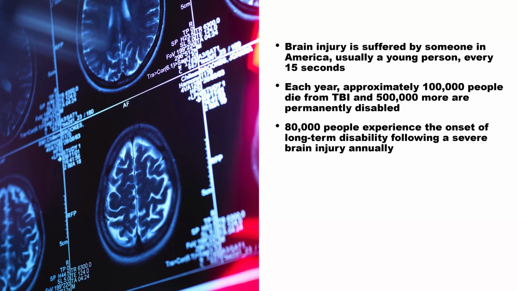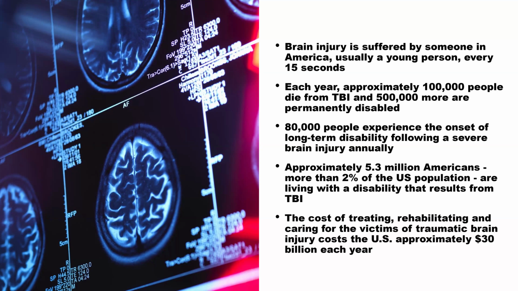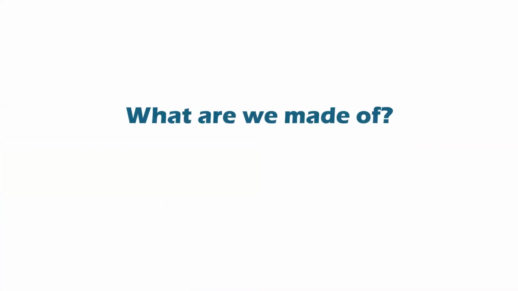80,000 people experience the onset of long-term disability following a severe brain injury annually. And of course, those are severe brain injuries, and there are mild to moderate traumatic brain injuries, which of course have significant effects as well. And approximately 5.3 million Americans, more than 2% of the US population, are living with a disability resulting from traumatic brain injury. And this is significant in terms of cost from a point of view of lost productivity and healthcare costs, amounting to approximately $30 billion a year in the US alone. So it's a real problem, significant problem.